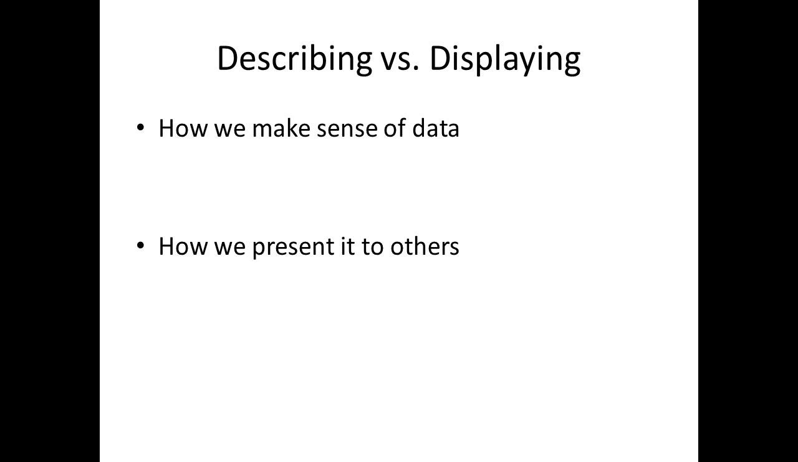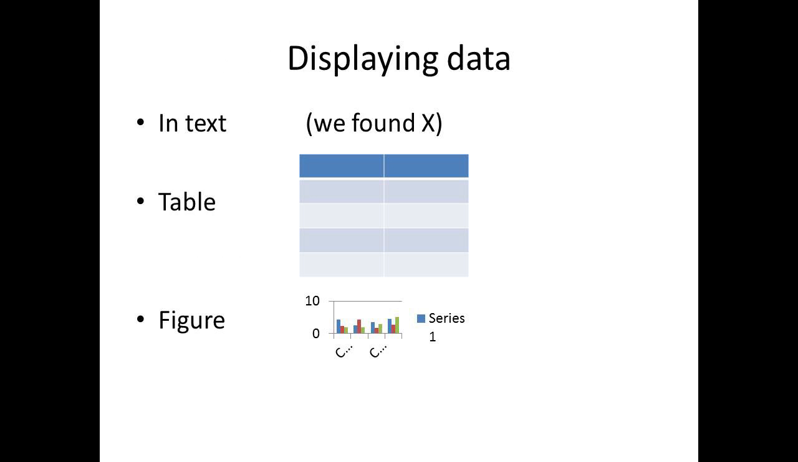When I say displaying data, though, what I mean is how we communicate that to others. So you can describe it and then you go ahead and display it. When we display data, there are really only about 3 ways to do it. First, you can just write it down in text. We found whatever. You could also do a table, which might look like this. For example, this table has no data in it. Or you can do a figure. So whichever one you choose is going to depend on your research question and how you can best express what your numbers are saying.